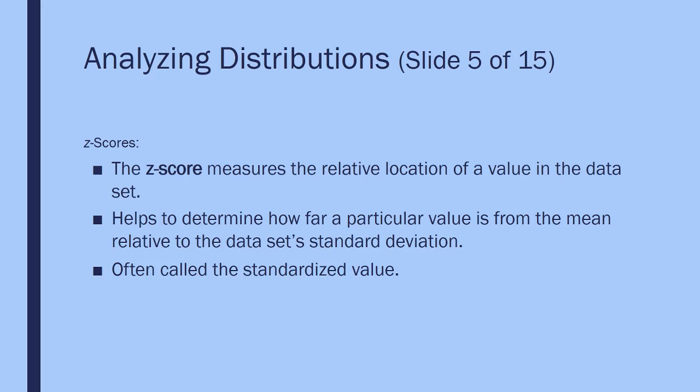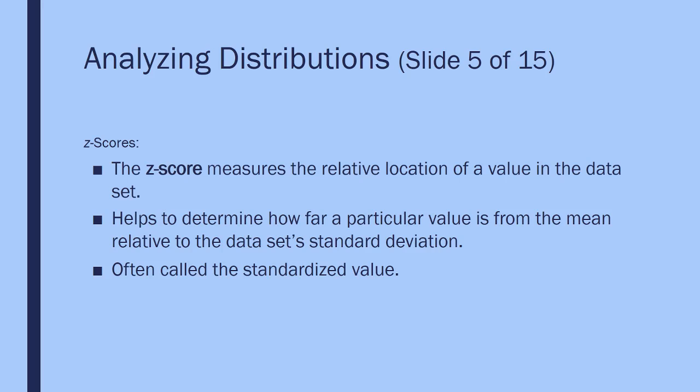Now we have here the z-scores, which allow us to measure the relative location of a value in the dataset. More especially, a z-score helps us determine how far a particular value is from the mean relative to the dataset standard deviation. This is often called the standardized value.